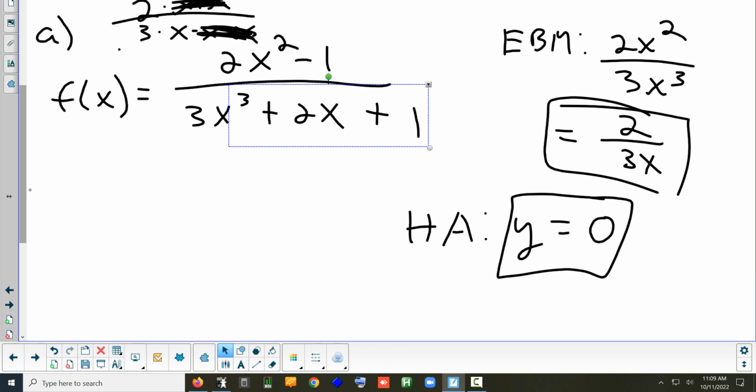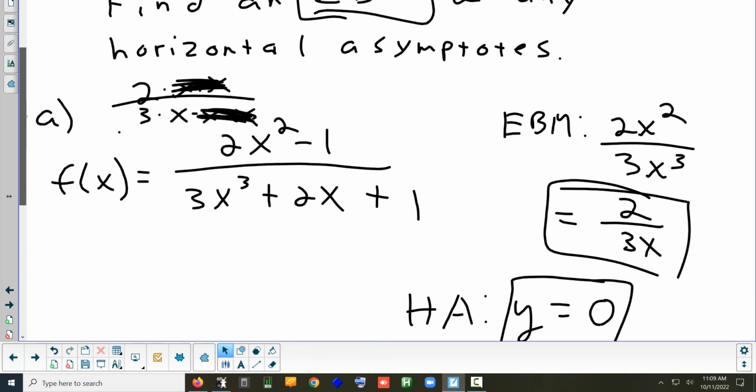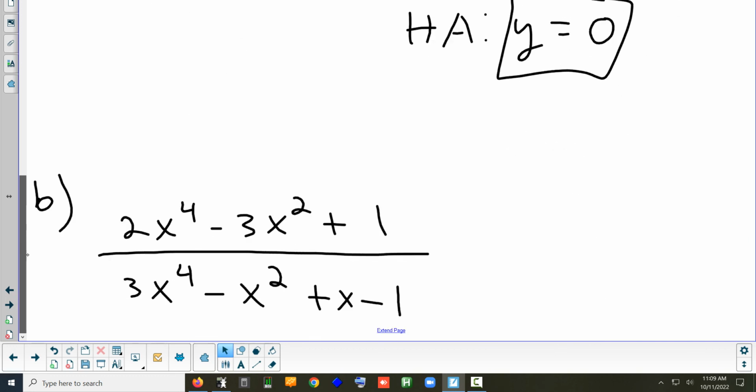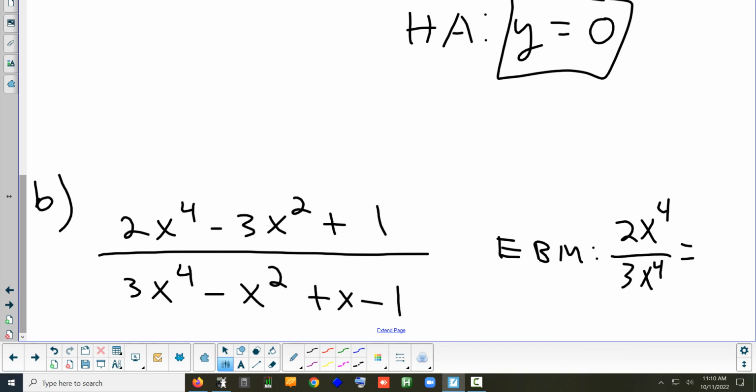Questions on it? Let's say it was 2x over 3x. What would the horizontal asymptote be? We'll see in 1 second. But yes, it's a good question, and that's why I have this one. Okay, so same directions. Let's start with the EBM. What's the highest degree term in the top? 2x. And the bottom? 3x. And what does that simplify to? 2/3.